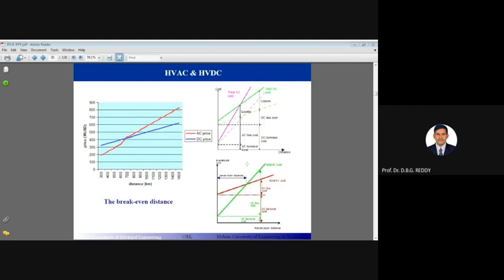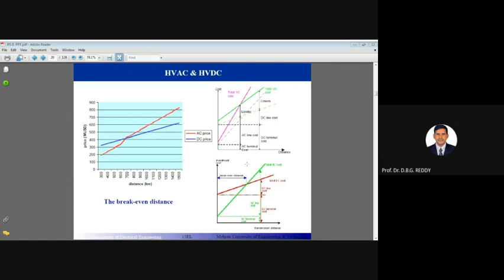We can use AC transmission or DC transmission. It has some application here. The break-even distance for AC and DC: below 500 kilometers of transmission, AC is economical. Above 500 kilometers of transmission of power, DC is economical.